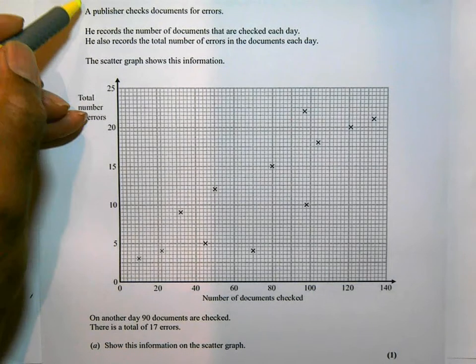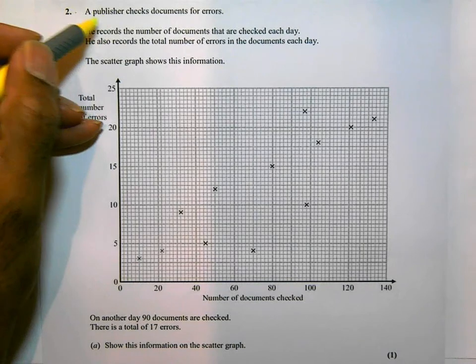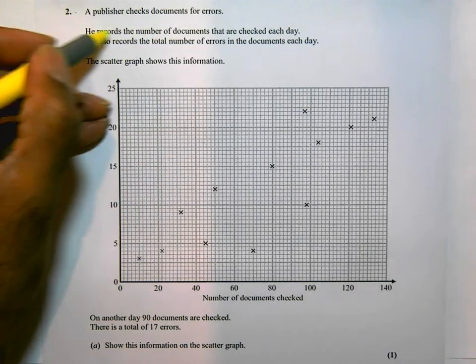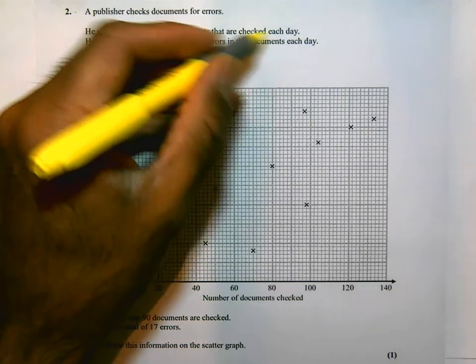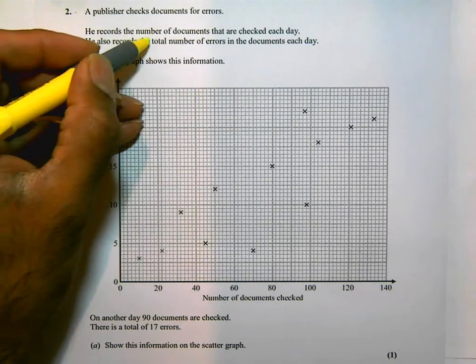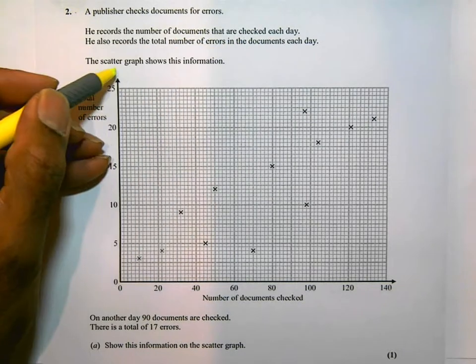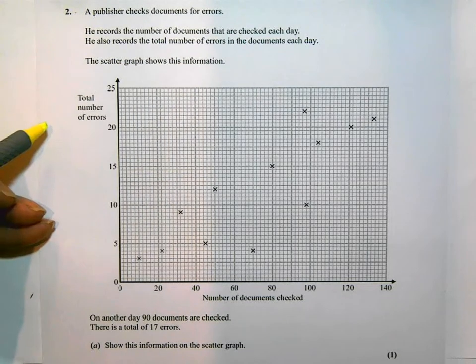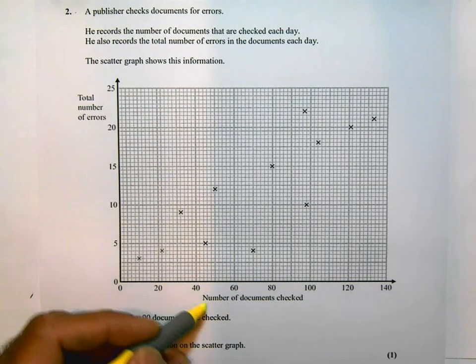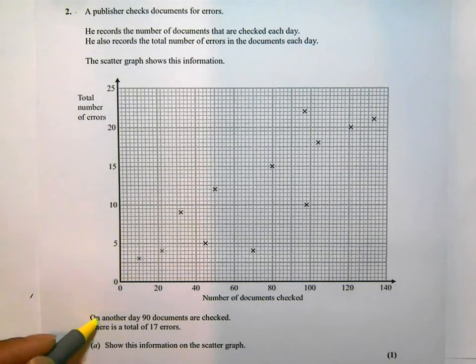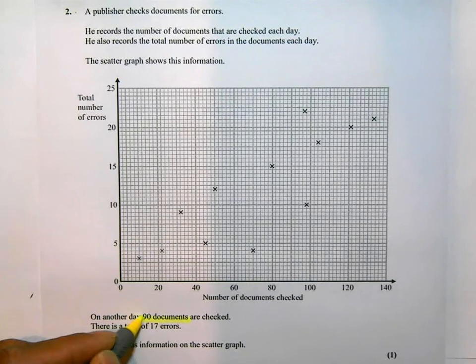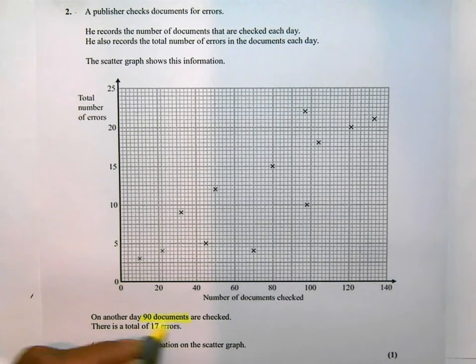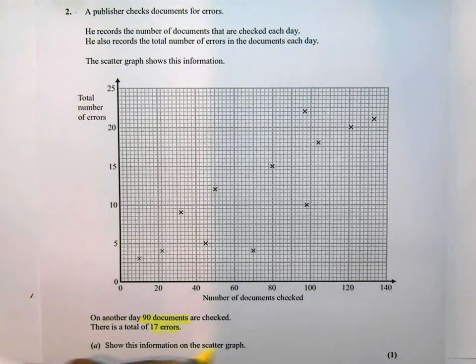A publisher checks the documents for errors. He records the number of documents that are checked each day and also the total number of errors in the documents each day. The scatter graph shows this information. So the total number of errors, the number of documents checked. On another day, 90 documents are checked. There's a total of 17 errors. Show this information on the scatter graph.